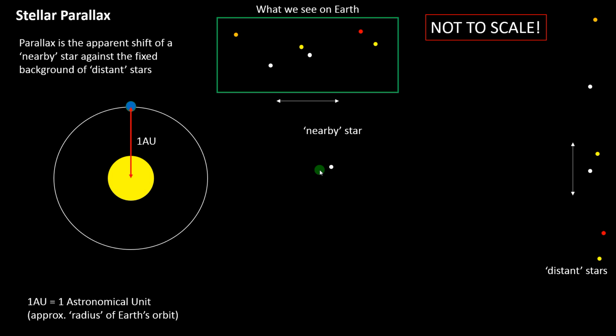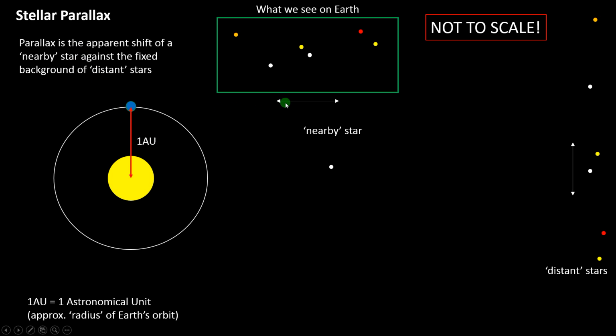Okay, so the green box at the top here is a view of what we would actually see on Earth, looking from the Earth towards this nearby star at this background of distant stars. And I've put the distant stars on to start with. Now, bearing in mind that the main view here is kind of like a plan view, we're looking down on the solar system and down on these stars from some sort of distant viewpoint.